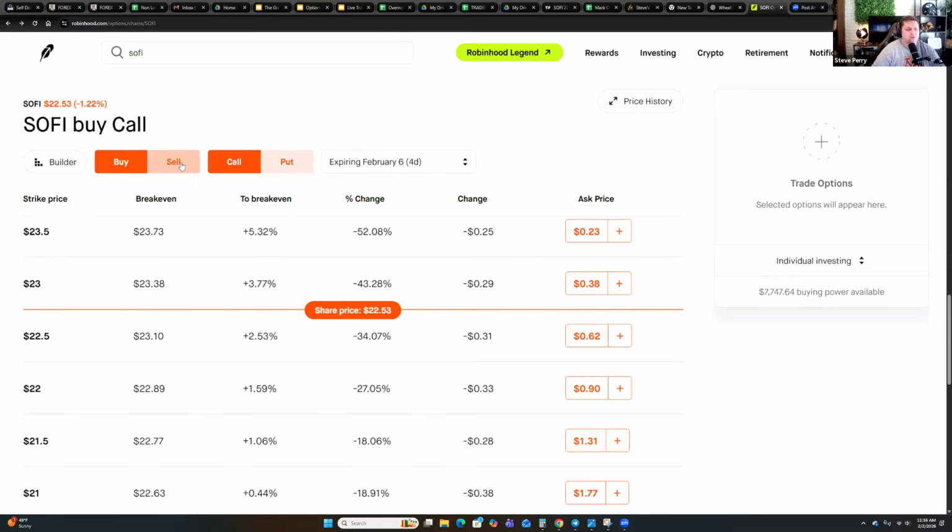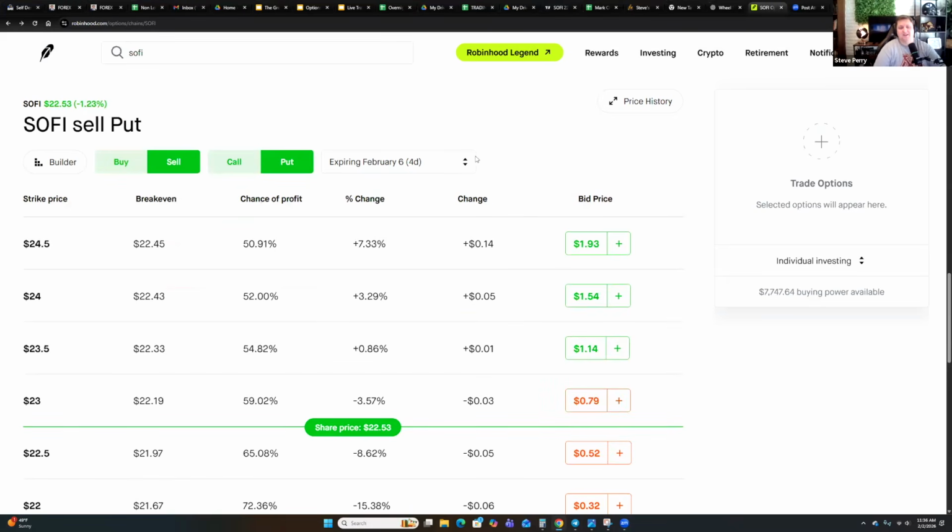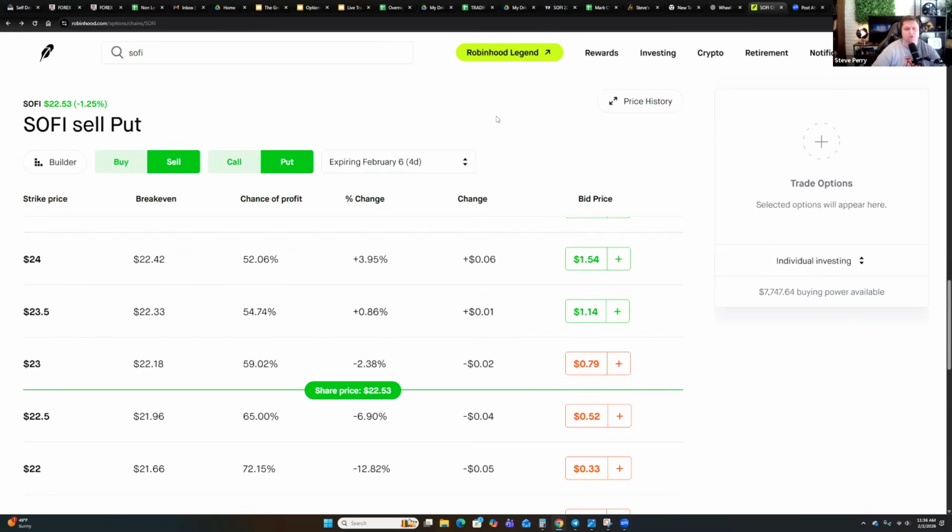All right. So let's go ahead on SoFi here. Let's click sell and we're going to sell a put. This is going to be a cash secured put. And let's go 4 days out. Let's go with the expiration of this Friday. I like to do a week out or 2 weeks out.